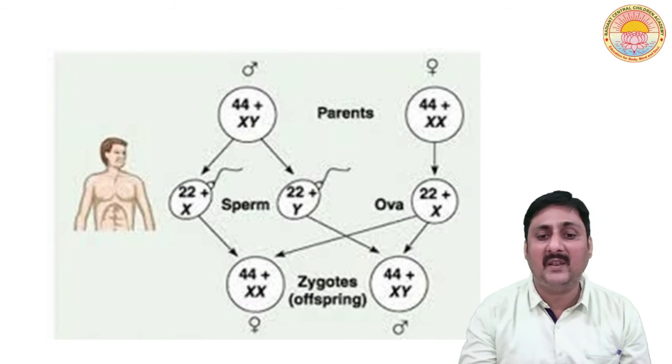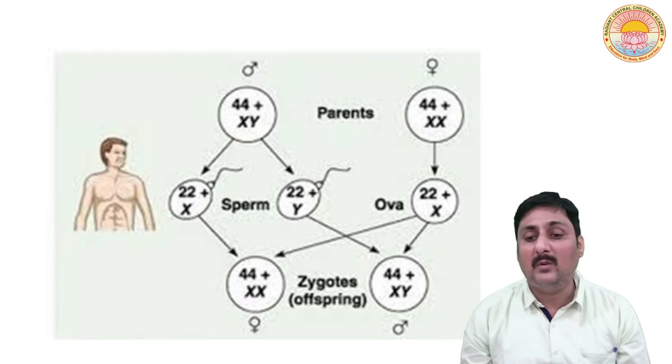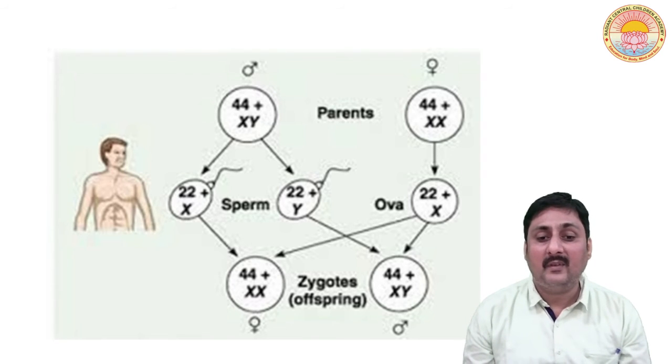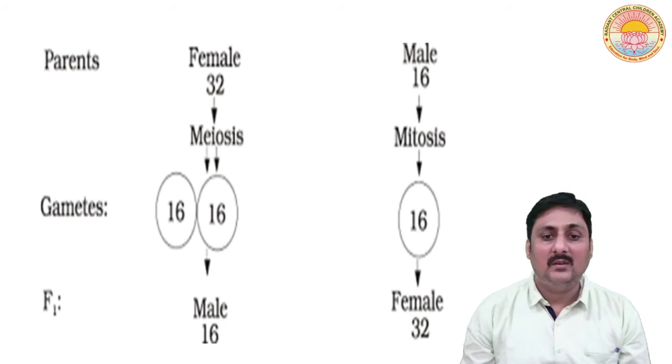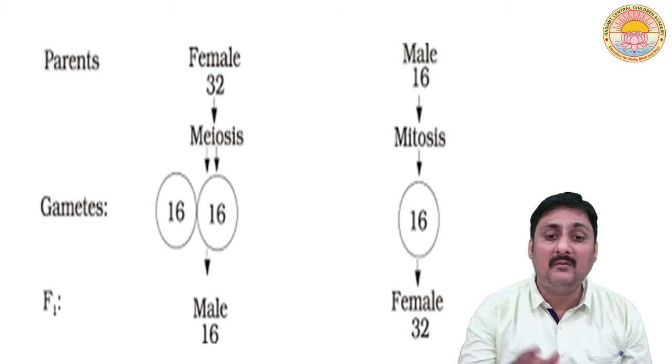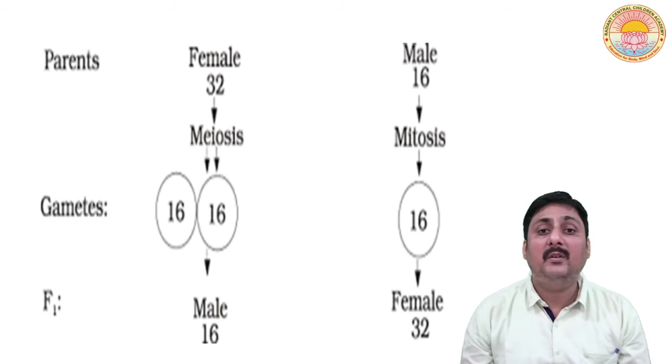ये दिखा रहा है कि किस तरह से स्पर्म फ्यूज होते हैं. 22 ऑटोसोम्स है, एक्स और वाई कंटेनिंग. ओवम भी 22 प्लस एक्स है, आप देख सकते हैं. एक जगह 44 प्लस XX दिया हुआ है, गर्ल चाइल्ड होगी, और 44 प्लस XY दिया हुआ है, बॉय चाइल्ड. अब हम एक एग्जांपल ले रहे हैं हनी बी का.